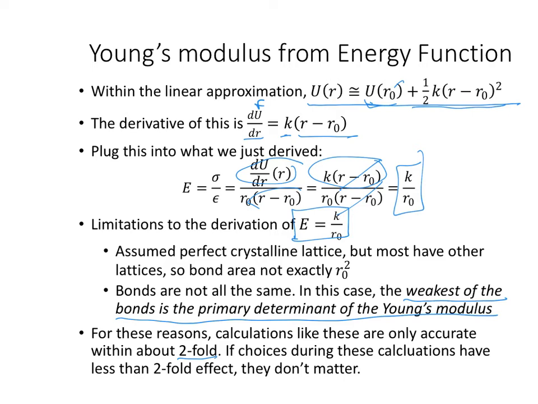This may sound really lousy. Twofold accuracy sounds terrible until you remember that a lot of the materials we're looking at can vary in Young's modulus over 6 or more orders of magnitude. So twofold actually gives you a fairly good idea of the stiffness of the material. And if ever you're making these calculations and you're trying to decide between different choices and your answer has less than a twofold effect, then just remember those choices just don't matter. You're trying to get an estimate. You'll see that example come up in the homework.